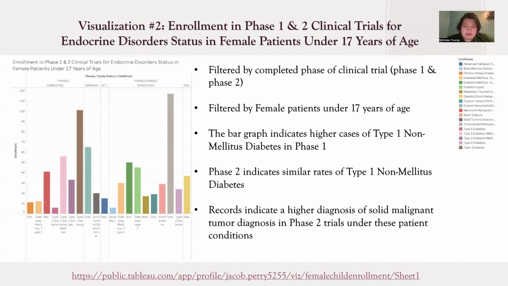Now, this was filtered by complete phase of clinical trials, phase 1 and phase 2, filtered by female patients under 17 years of age. The bar graph indicates higher cases of type 1 non-mellitus diabetes in phase 1. Phase 2 indicates similar rates of type 1 non-mellitus diabetes. Records indicate a higher diagnosis of solid malignant tumor diagnosis in phase 2 trials under these patient conditions. And this was made using Tableau, using some tooltips to try and filter out null data.